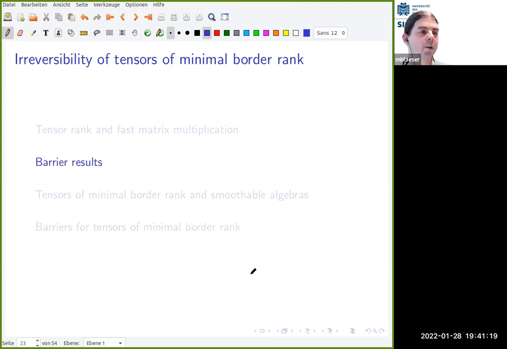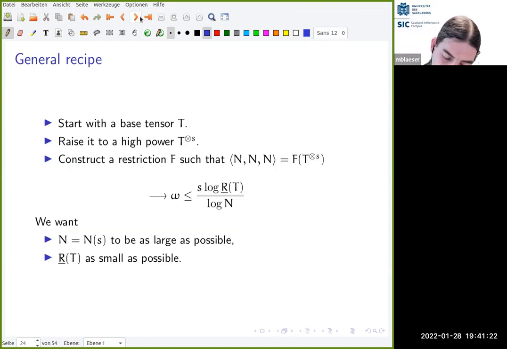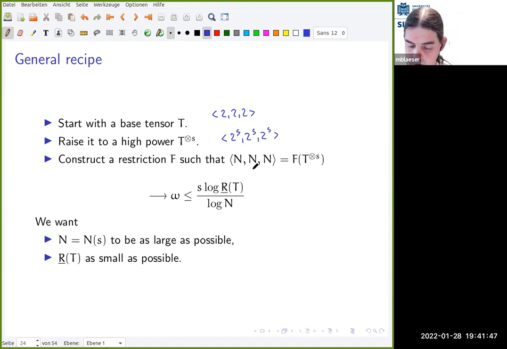This is what barrier results are about. So what is a barrier result? Here's the general recipe for how we found our fast matrix multiplication tensors. We start with some base tensor. For instance, Strassen started with 2 by 2 by 2. Then we raise it to a high tensor power, and Strassen got 2 to the s times 2 to the s times 2 to the s. Then we construct a restriction such that we get our matrix product out of this high power. For Strassen, this was easy, because it's already a matrix multiplication tensor, so he just has to zero out some variables to shrink down to capital N.